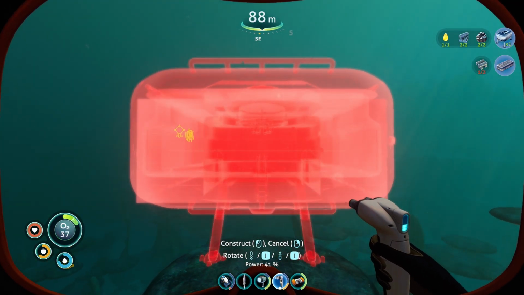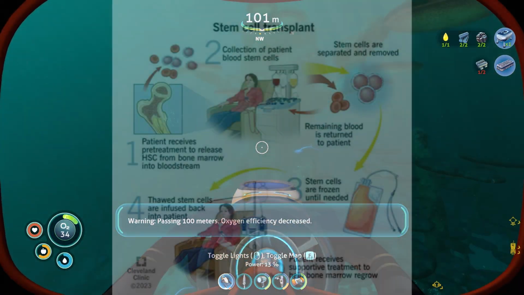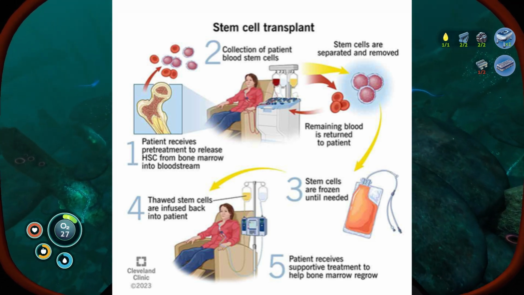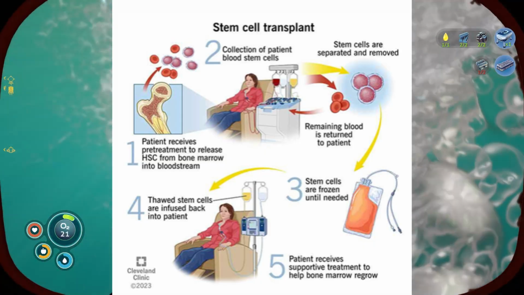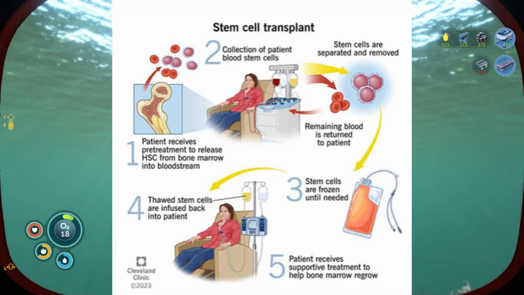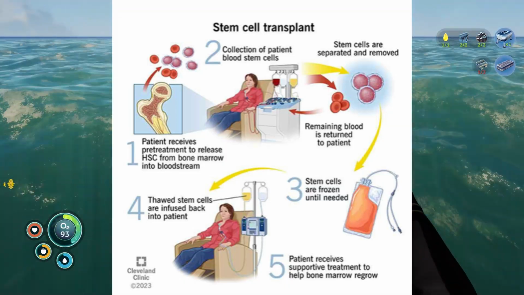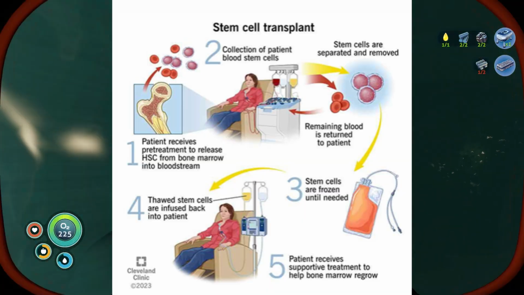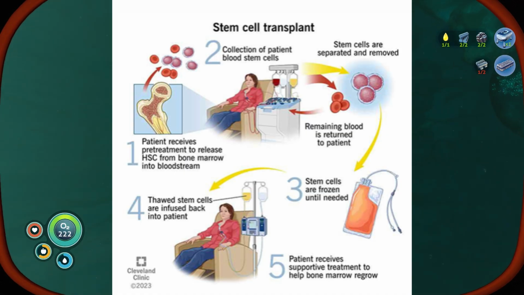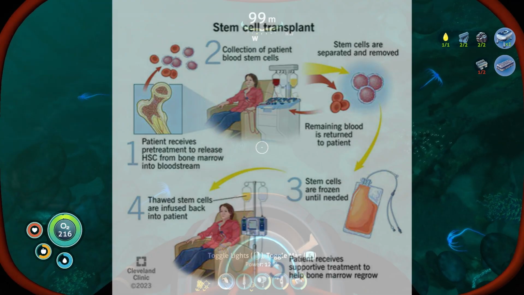Now, the steps for a bone marrow transplant: one, the patient receives pre-treatment to release HSC from the bone marrow into the bloodstream, and then they collect the blood stem cells from the patient. Two, stem cells are separated and removed from the remaining blood, and the remaining blood is returned. And then three, the stem cells are frozen until needed. Later on, they'll be thawed, and then the stem cells are infused back into the patient, and the patient receives supportive treatment to help the bone marrow regrow.